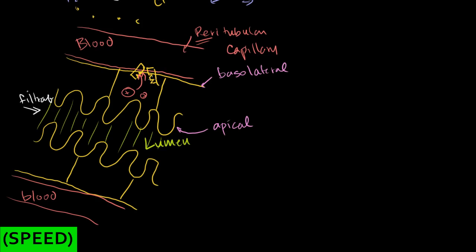ATP will come along. When ATP attaches to the right part of this protein, it'll change its shape, its conformation, and then the protein will essentially close on this side and open on that side. And then when it's in that conformation, the sodium doesn't want to bond as much to the protein, and it will go outside. It'll cross the basolateral membrane and eventually make its way into the blood.